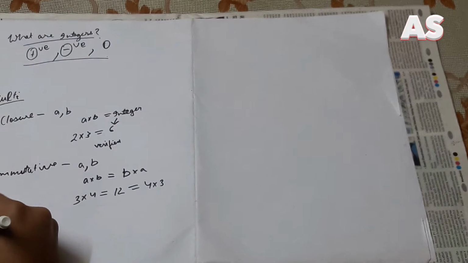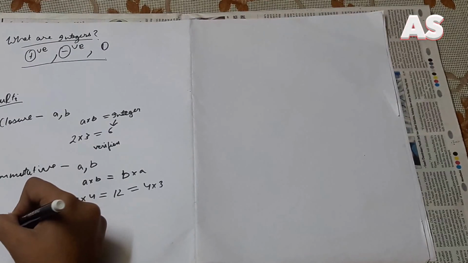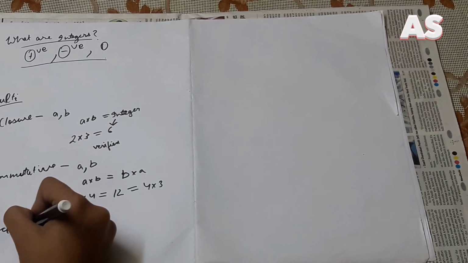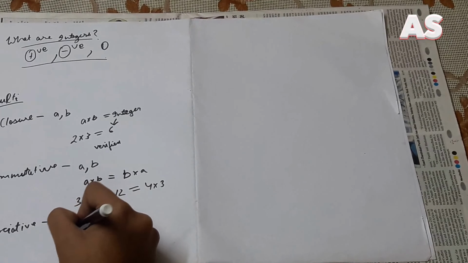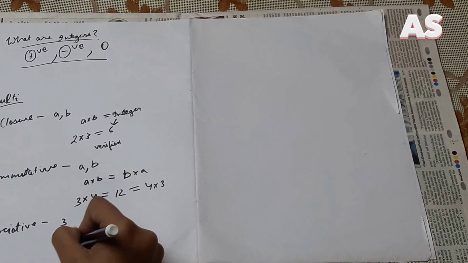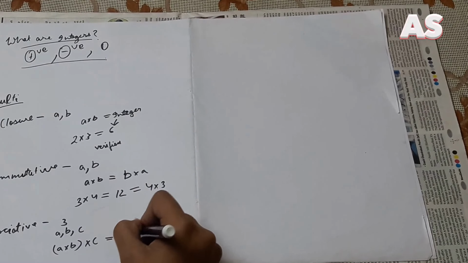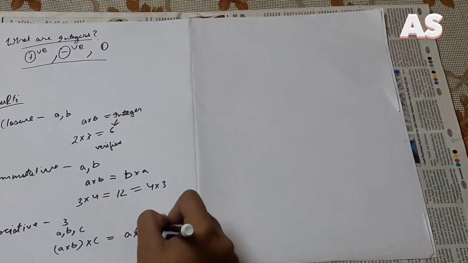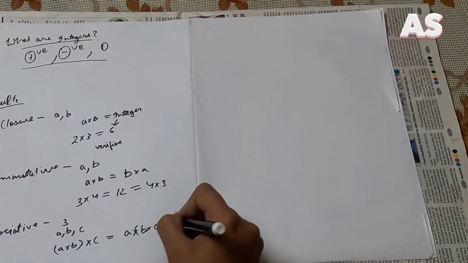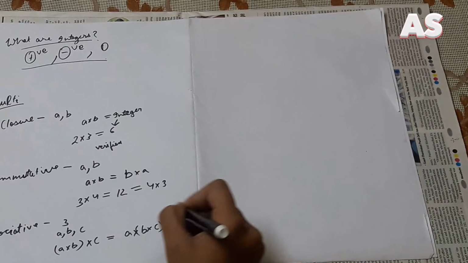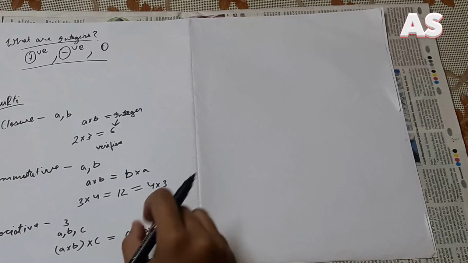The third property is the associative property. It's for 3 integers. For any 3 integers a, b, and c, (a into b) into c is equal to a into (b into c), or you can write it as a into (c into b). The answer you get from these equations would be the same.